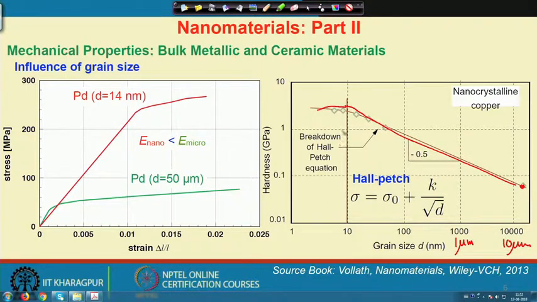So, there is a breakdown of the Hall-Petch equation. As per Hall-Petch, if we decrease grain size, the strength should increase, where sigma 0 is the lattice friction stress. This is an example of nanocrystalline copper. Now, people try to understand whether this is the real situation or whether some other mechanism is involved.